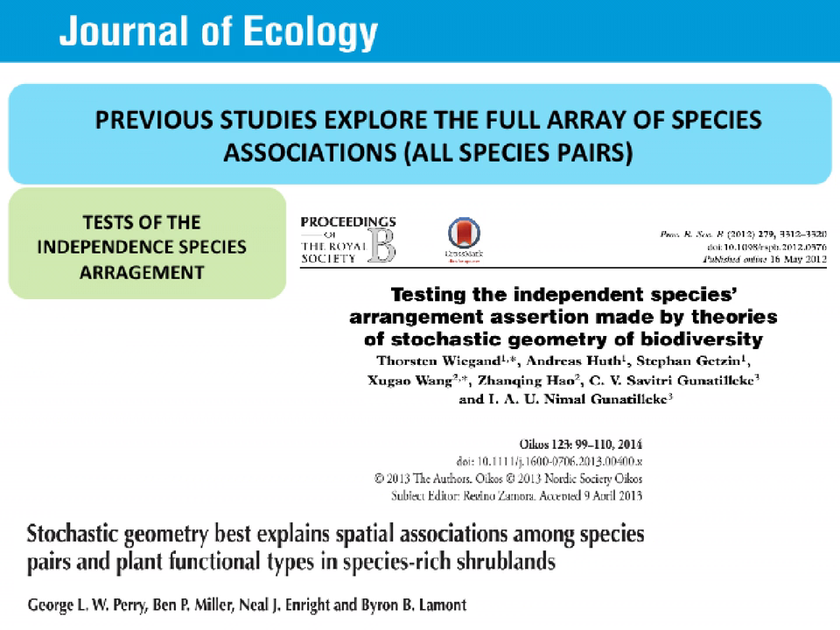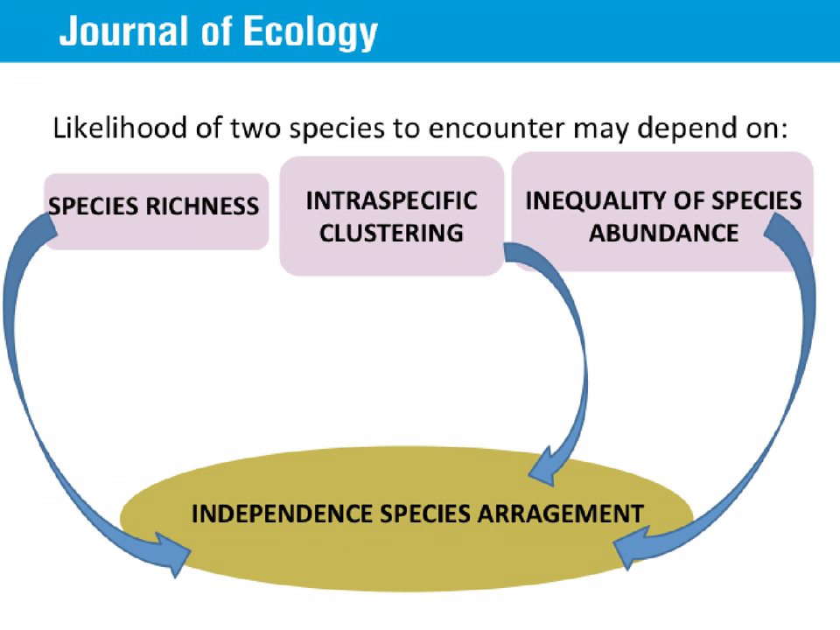These studies explored the full array of species associations, that is, all the possible species pairs in species-rich communities, giving empirical support to the rule. However, these studies have only reported the effects of species richness at the plot level by comparing across sites or plots with different richness levels. In addition to the effects of species richness on the likelihood of two species to encounter and associate, intraspecific clustering and the log-normal distribution of species abundances might also influence the likelihood of two species to encounter and interact.